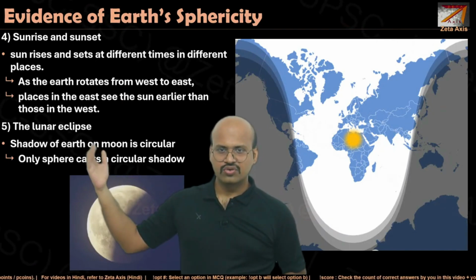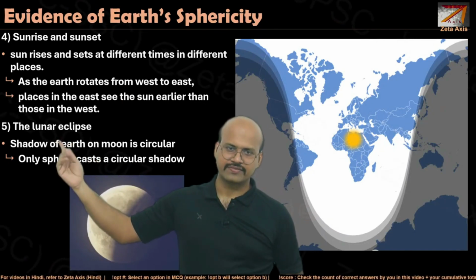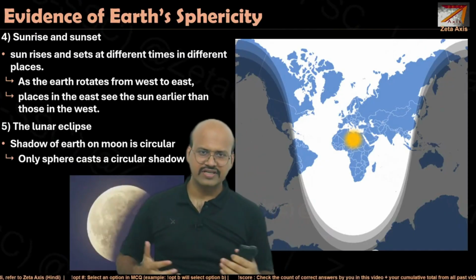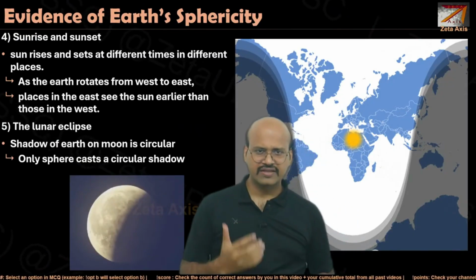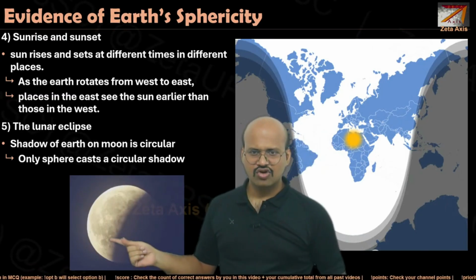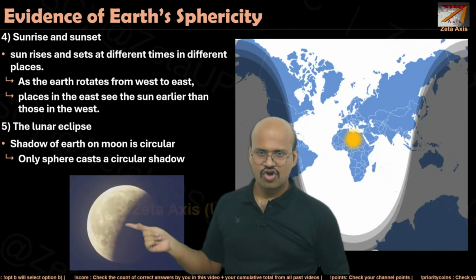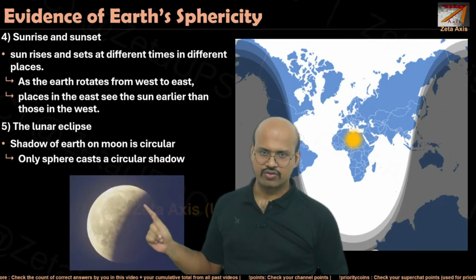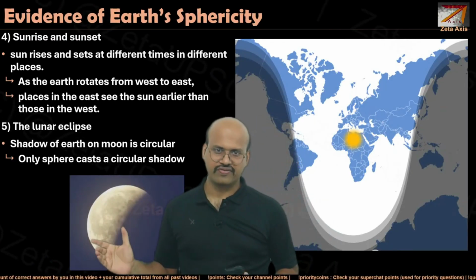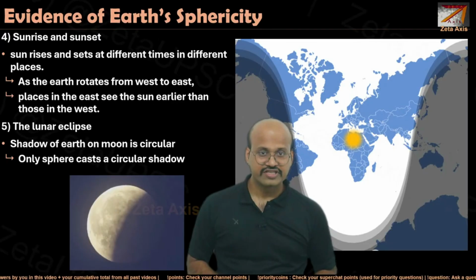Then during an eclipse, not only a lunar eclipse but a solar eclipse or an eclipse of other planets, we see our shadow on the moon or the shadow of other planets, and they are not linear, they are curved. Only a spherical object can cause such types of shadows. So this was a very good proof that our earth is also spherical.